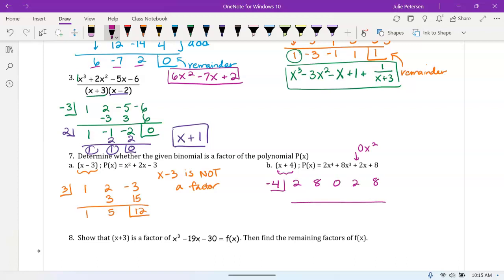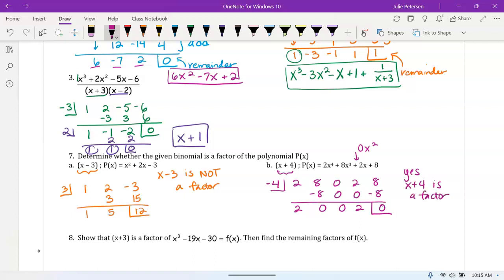Alright, so now let's check our work. Bring down the 2. Let's go ahead and multiply. Negative 4 times 2 is negative 8. These add up to 0. Negative 4 times 0, well, anything times 0 is 0. Add those up, we're 0 again. Negative 4 times 0 gets us 0 again. 2 plus 0 finally gets us something other than 0. Then I take that 2 times negative 4 and I get negative 8. And this is looking good because 8 plus negative 8 add up to 0. So we would say yes, x plus 4 is a factor.